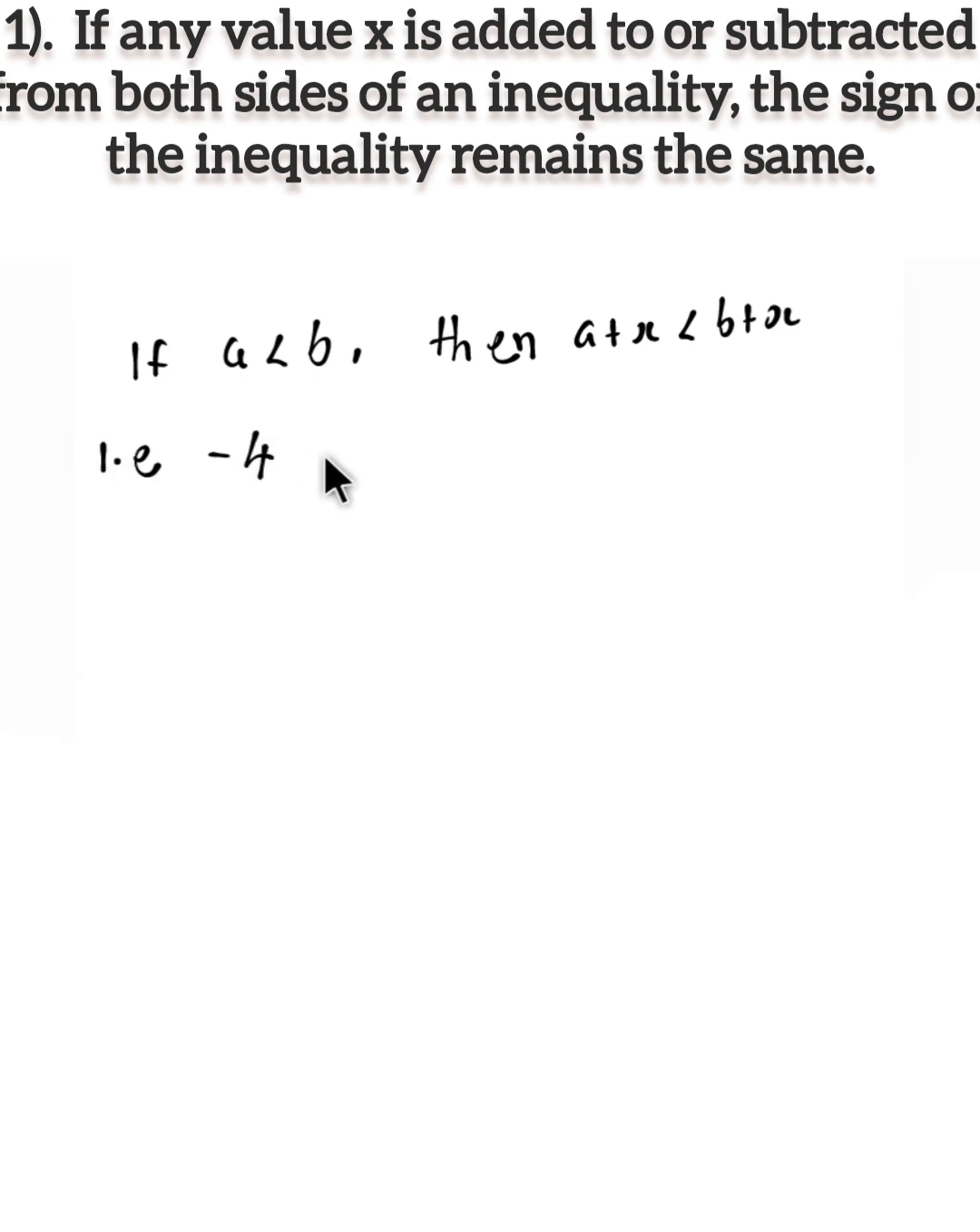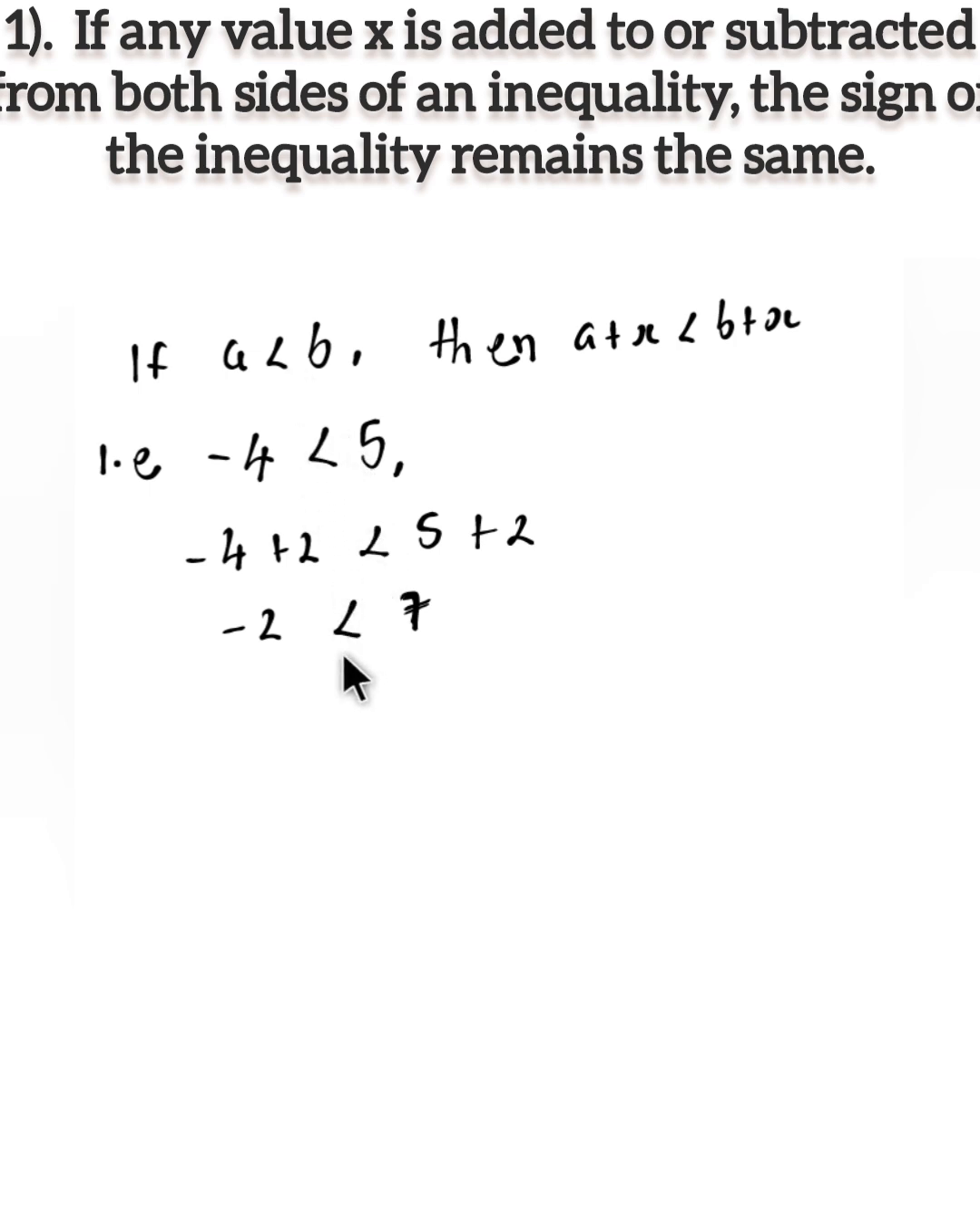Now let's take a number. Consider minus 4, which is actually less than 5. Let's add the same number to both minus 4 and 5. Let's use 2. Minus 4 plus 2 will be less than 5 plus 2. Now let's see. Minus 4 plus 2 is minus 2. Is it not less than 7? Of course, it is less than 7. So when we add or subtract the same number on both sides of an inequality sign, the sign remains the same. The sign will not change.